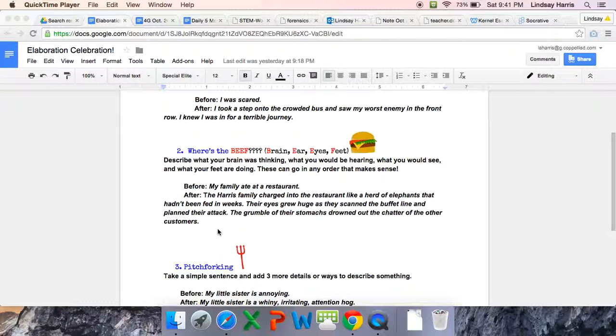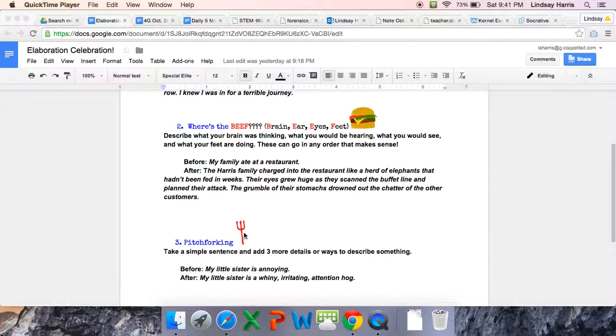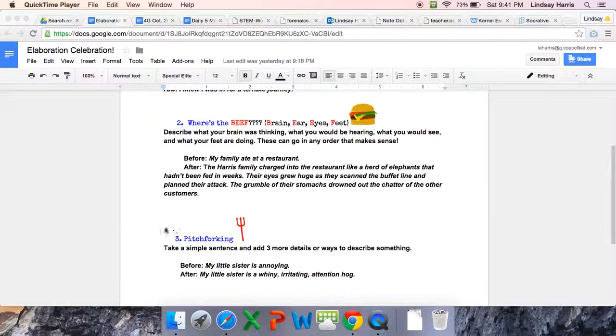The last technique to do this is called pitchforking. So we call this pitchforking because if you look at this picture, it's a little pitchfork and it has these three different points on it. So when you pitchfork a sentence, you take a simple sentence and then you add three more details or ways to describe something. So if I start out with the sentence, "My little sister is annoying."